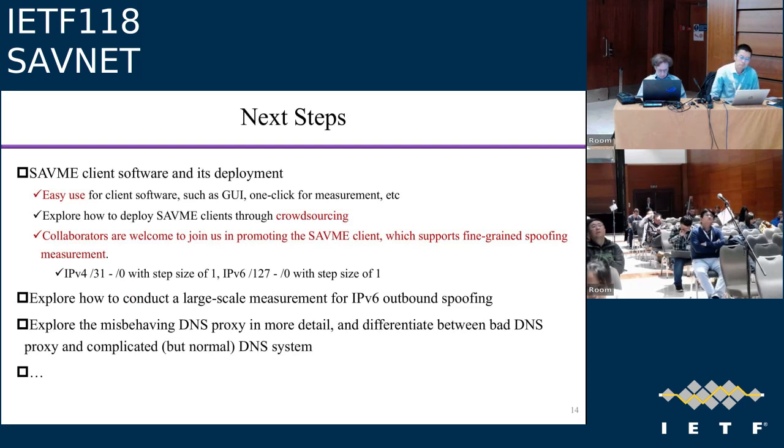In the next steps, we will improve the SAVNET client software and its deployment. We will make it easier to use, such as a GUI and one click for measurement. And we will try to explore how to deploy SAVNET clients through crowdsourcing. More importantly, collaborators are welcome to join us in promoting the SAVNET client, which supports fine-grained spoofing measurement, and we'll explore how to conduct large-scale measurement for IPv6 outbound spoofing, and explore the misbehaving DNS proxy in more detail, and differentiate between a bad DNS proxy and a complicated but normal DNS system, and more.